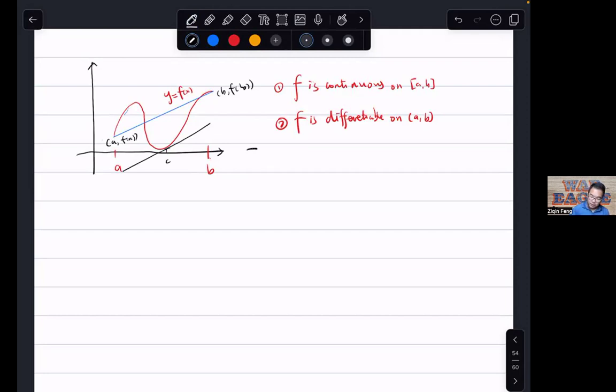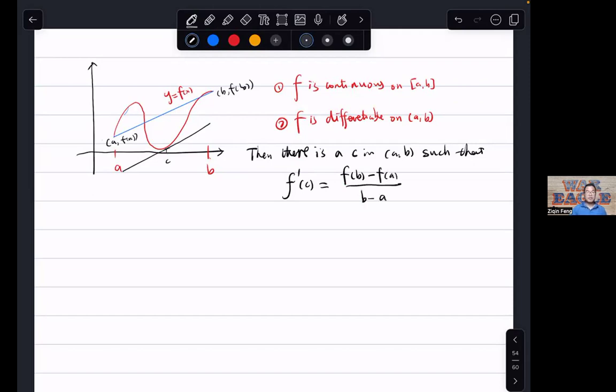Then there is a c inside (a, b) such that these two lines are parallel, meaning the slopes are the same. The slope of the tangent line is f prime of c, and the slope of the secant line is f of b minus f of a over b minus a. So that's a beautiful connection between the function values and the derivative.